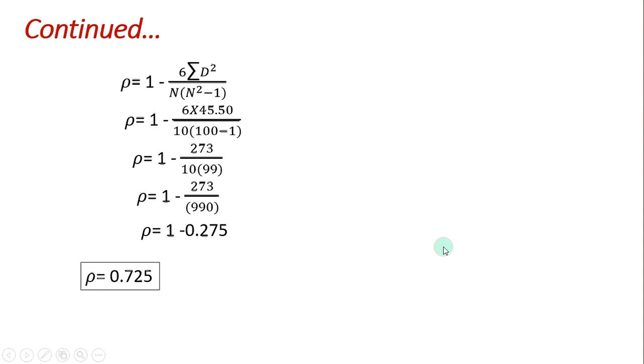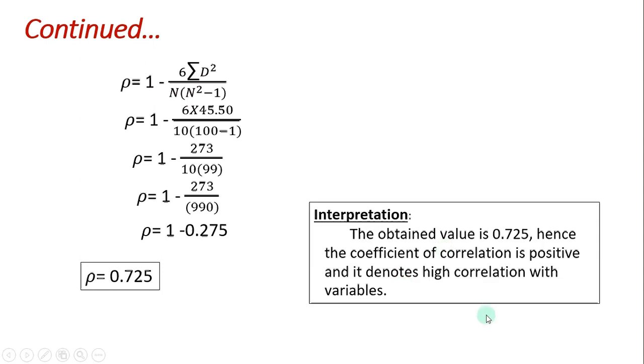Okay. So how do we have to write the interpretation? The obtained value is 0.725, hence the coefficient of correlation is positive and it denotes high correlation between the variables. This is how we have to write the interpretation for this value.